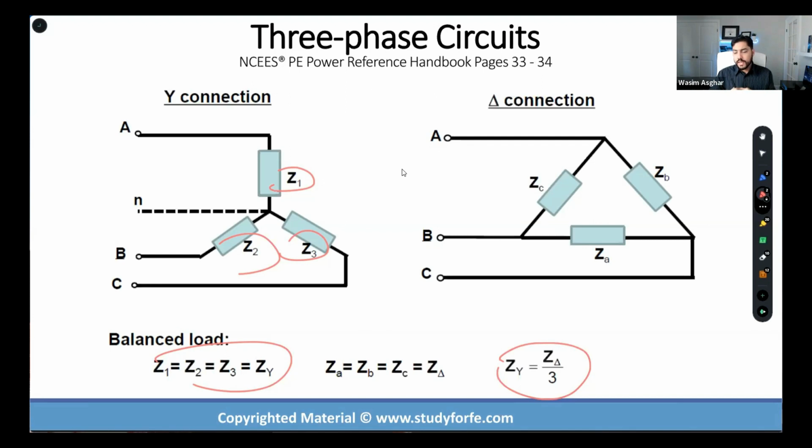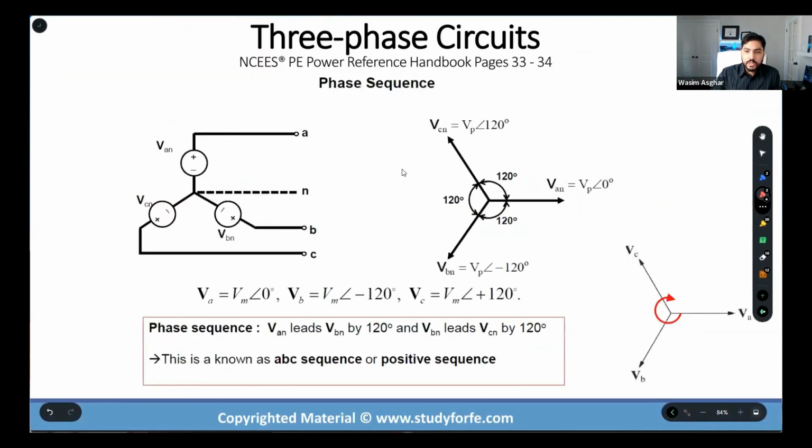So when we say that the load is balanced, we basically mean that the same impedance is showing up on every single phase. When we say that the source is balanced, it basically means that the 3 sinusoids that are being generated by the source are all equal in magnitude and perfectly offset by 120 degrees. Okay, so that's a balanced source and a balanced load.